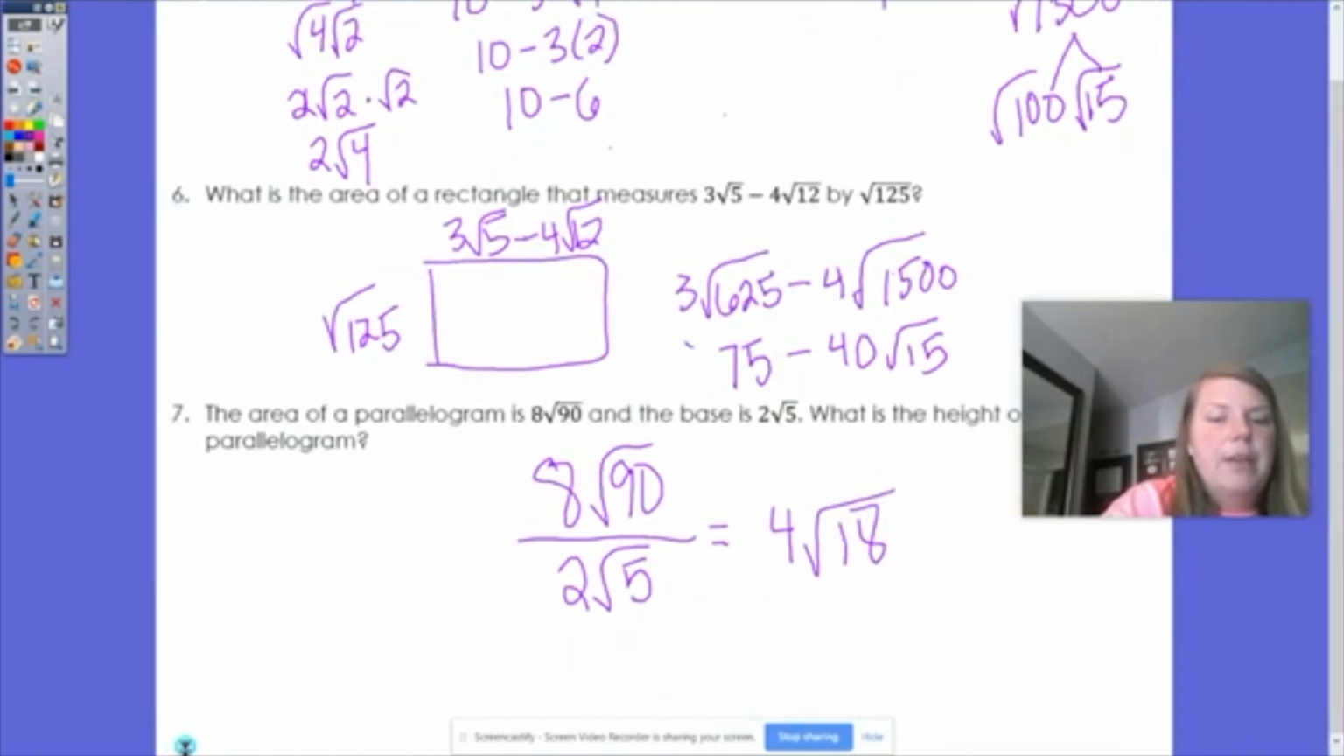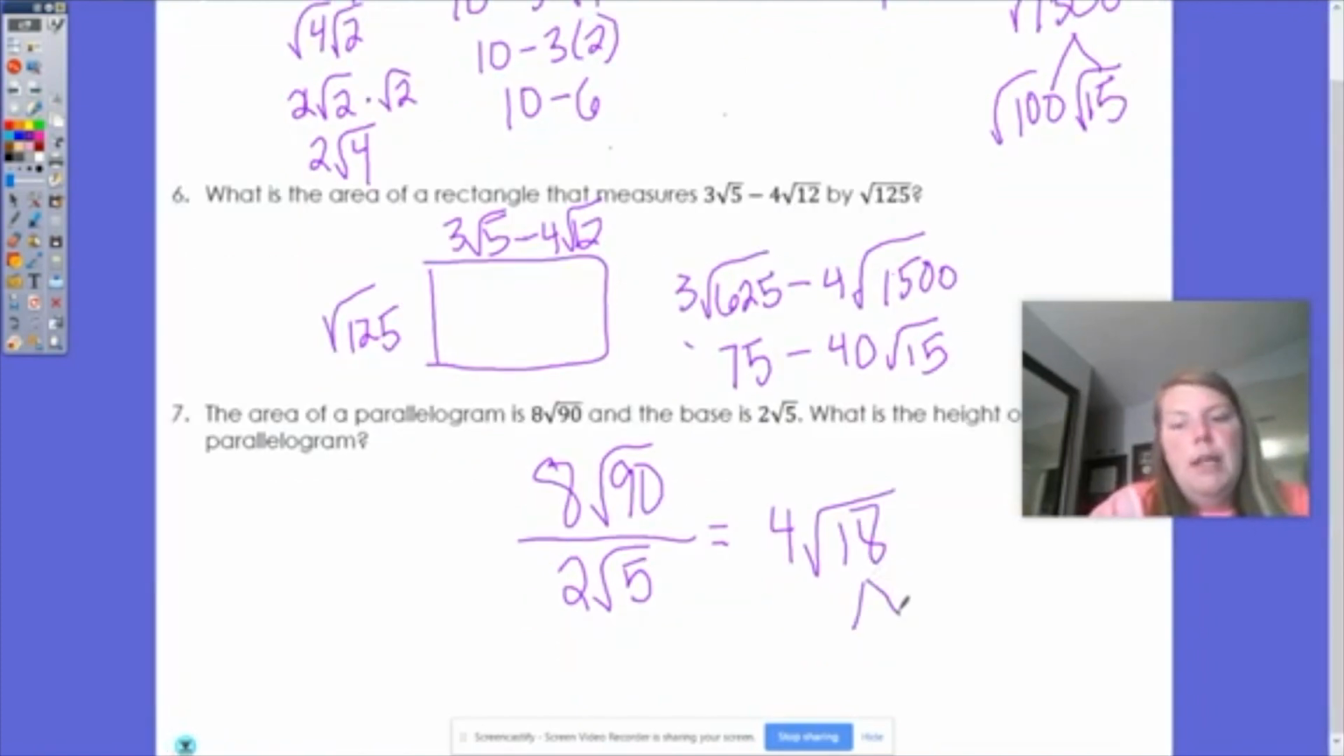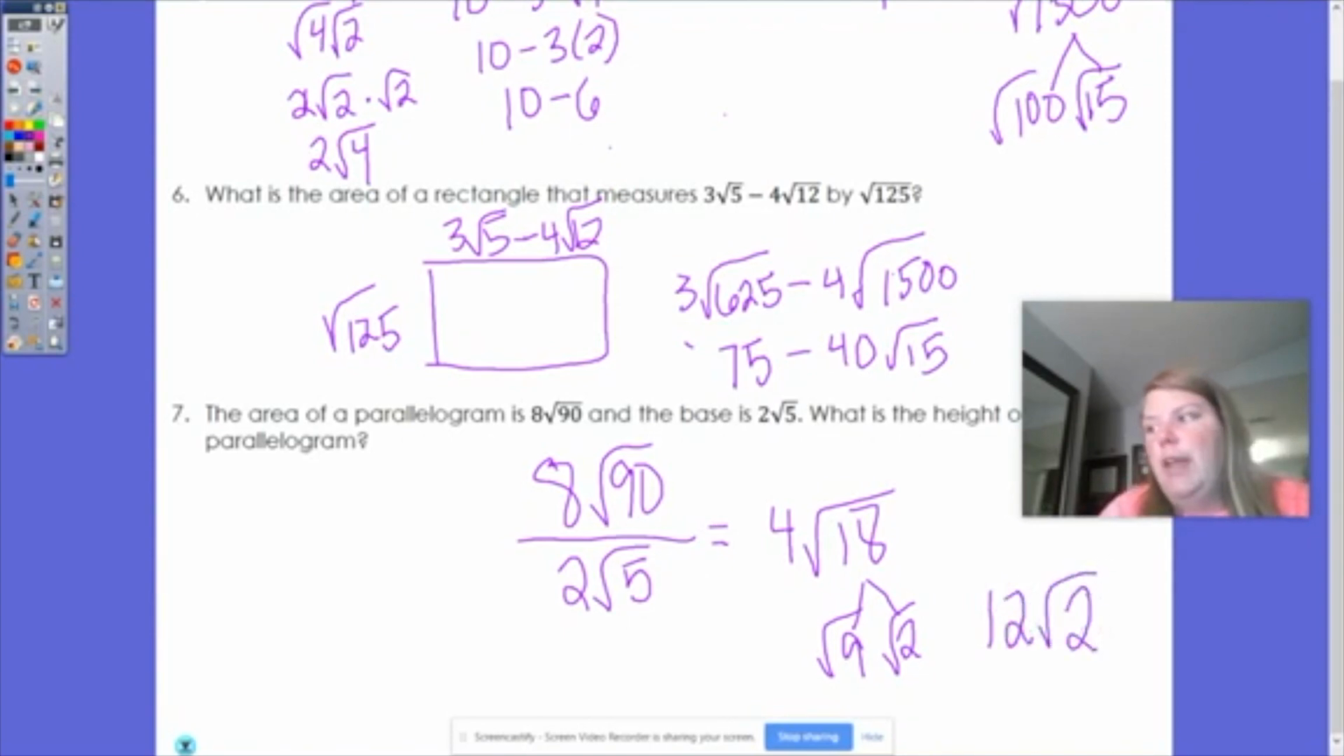And the only other thing we can do to make it more simple is to break up that 18 into 9 and 2. So that would give me 3. 3 times that 4 would be 12 times the square root of 2. And that is as far as we can get for the height.